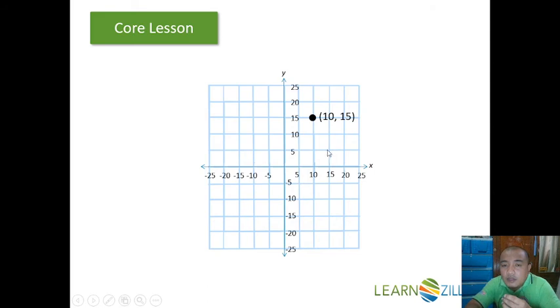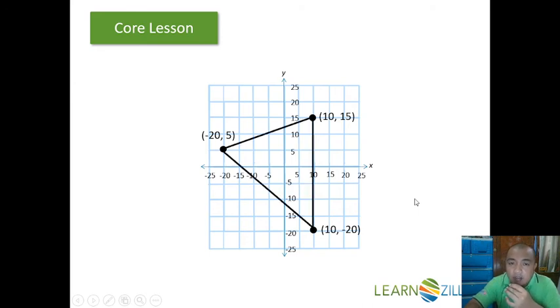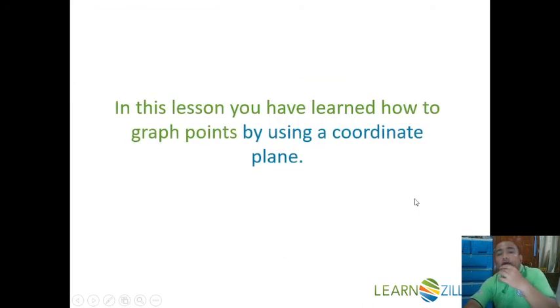10, 15. It's in quadrant 1. Negative 25, quadrant 2. 10, negative 20, it's in quadrant 4. Then, we have here another triangle. So, in this lesson, you have learned how to graph points by using a coordinate plane.